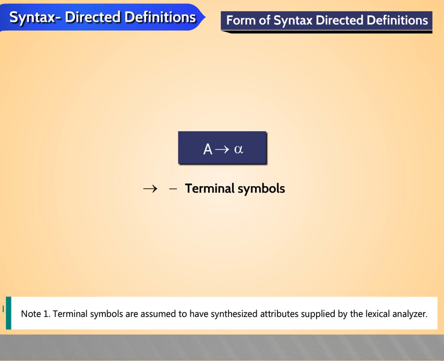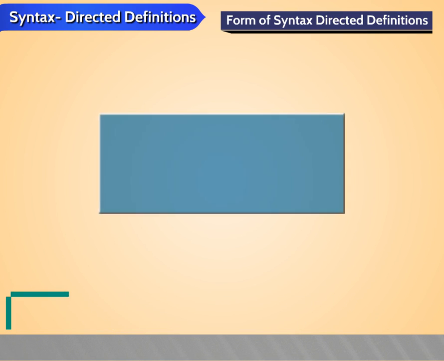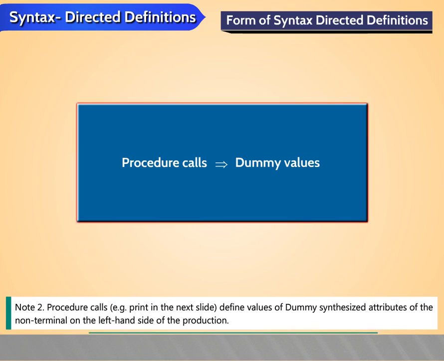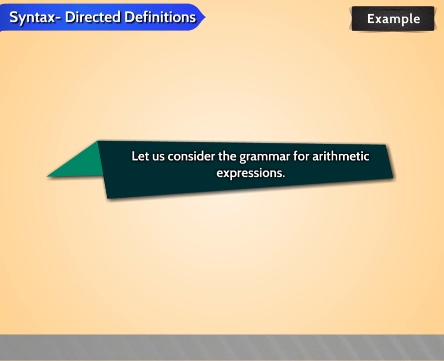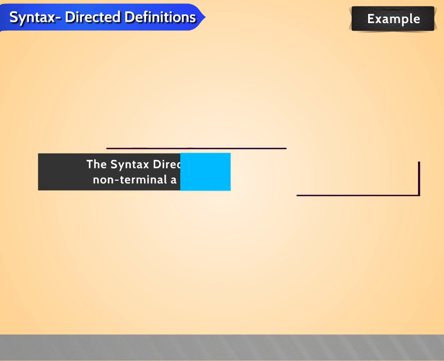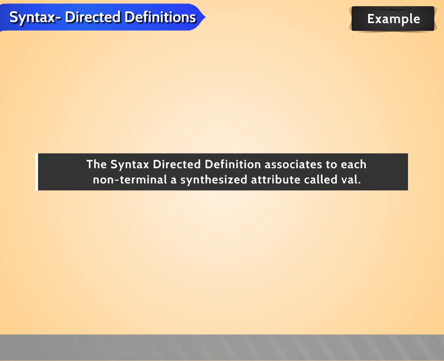Note 1. Terminal symbols are assumed to have synthesized attributes supplied by the lexical analyzer. Note 2. Procedure calls, for example print in the next slide, define values of dummy synthesized attributes of the non-terminal on the left-hand side of the production. Example, let us consider the grammar for arithmetic expressions. The syntax-directed definition associates to each non-terminal a synthesized attribute called val.